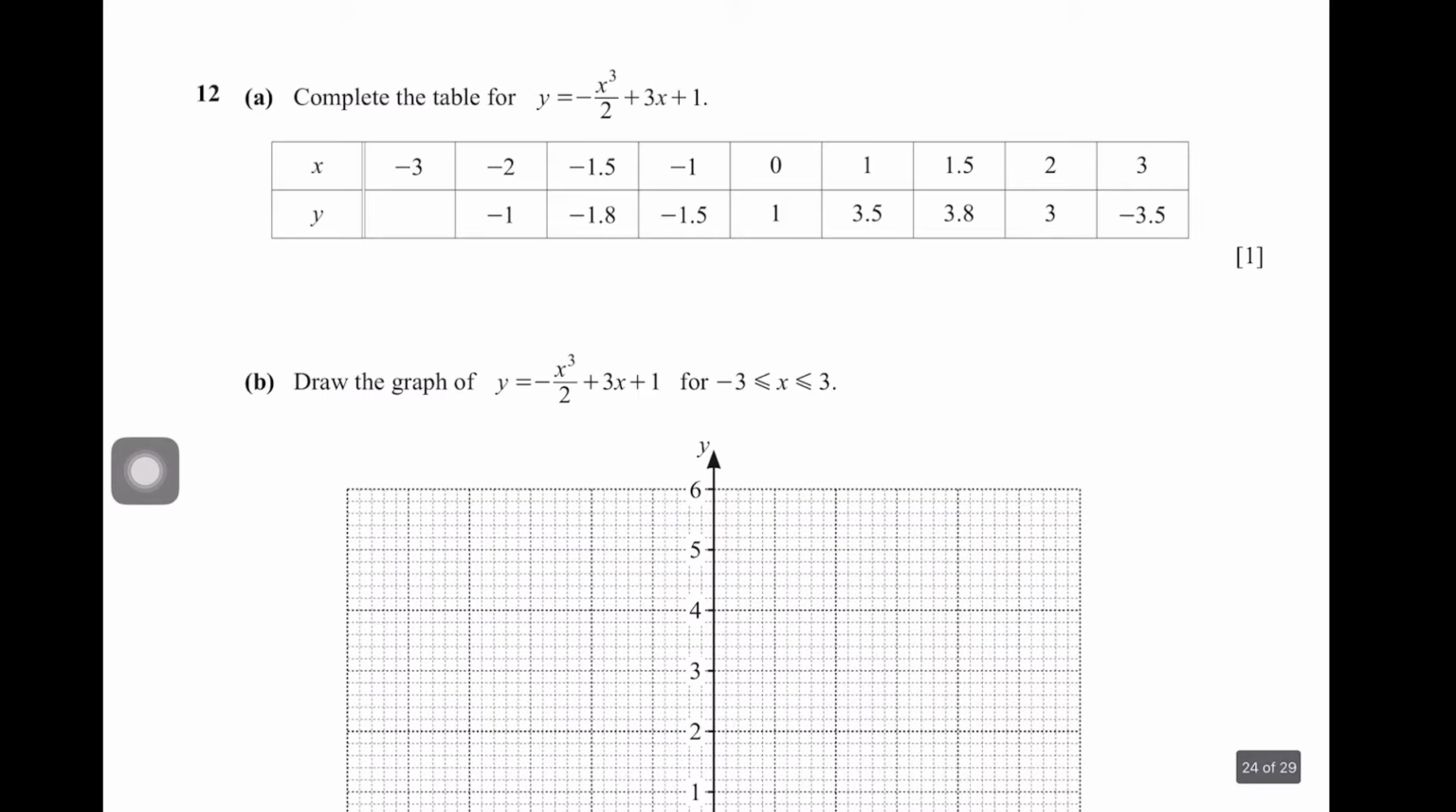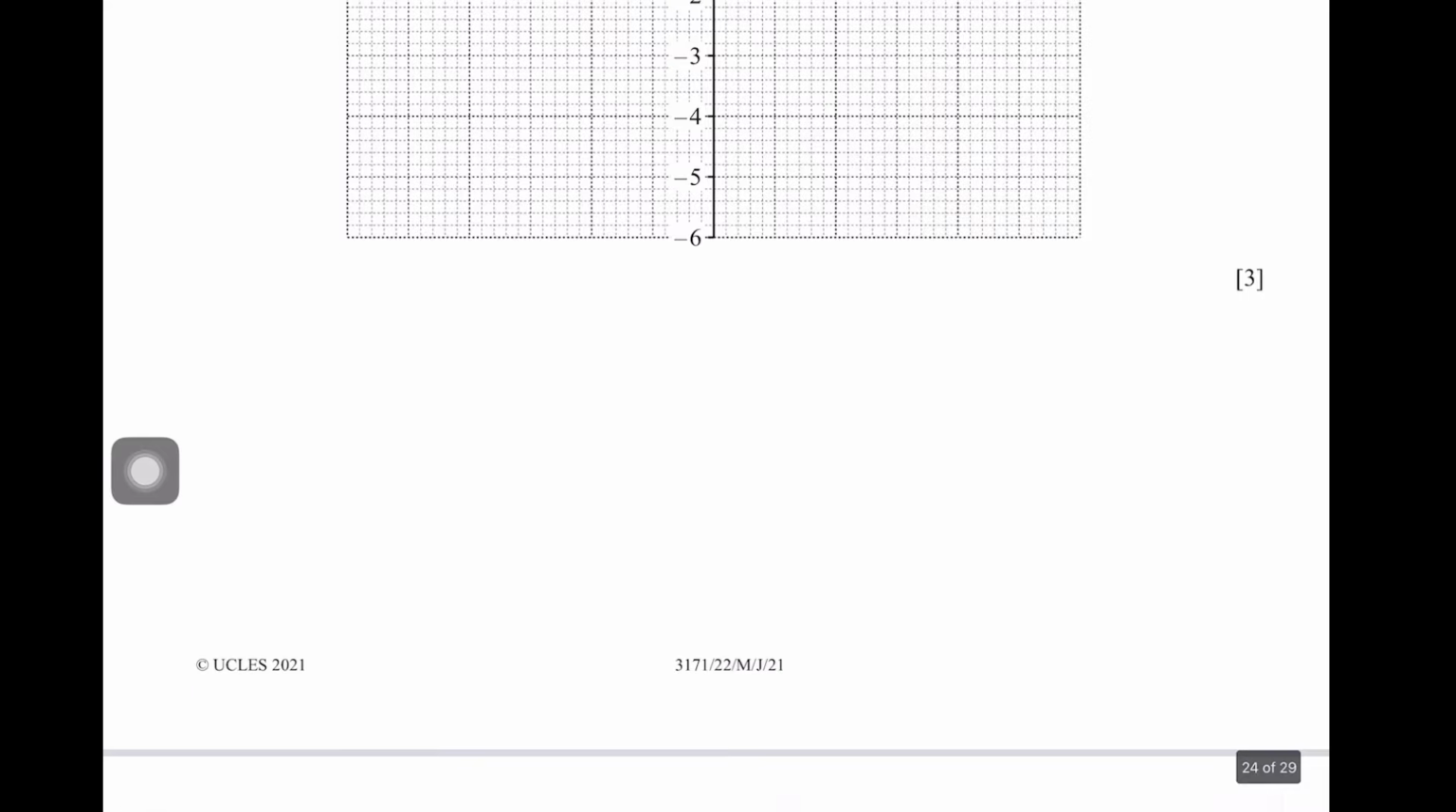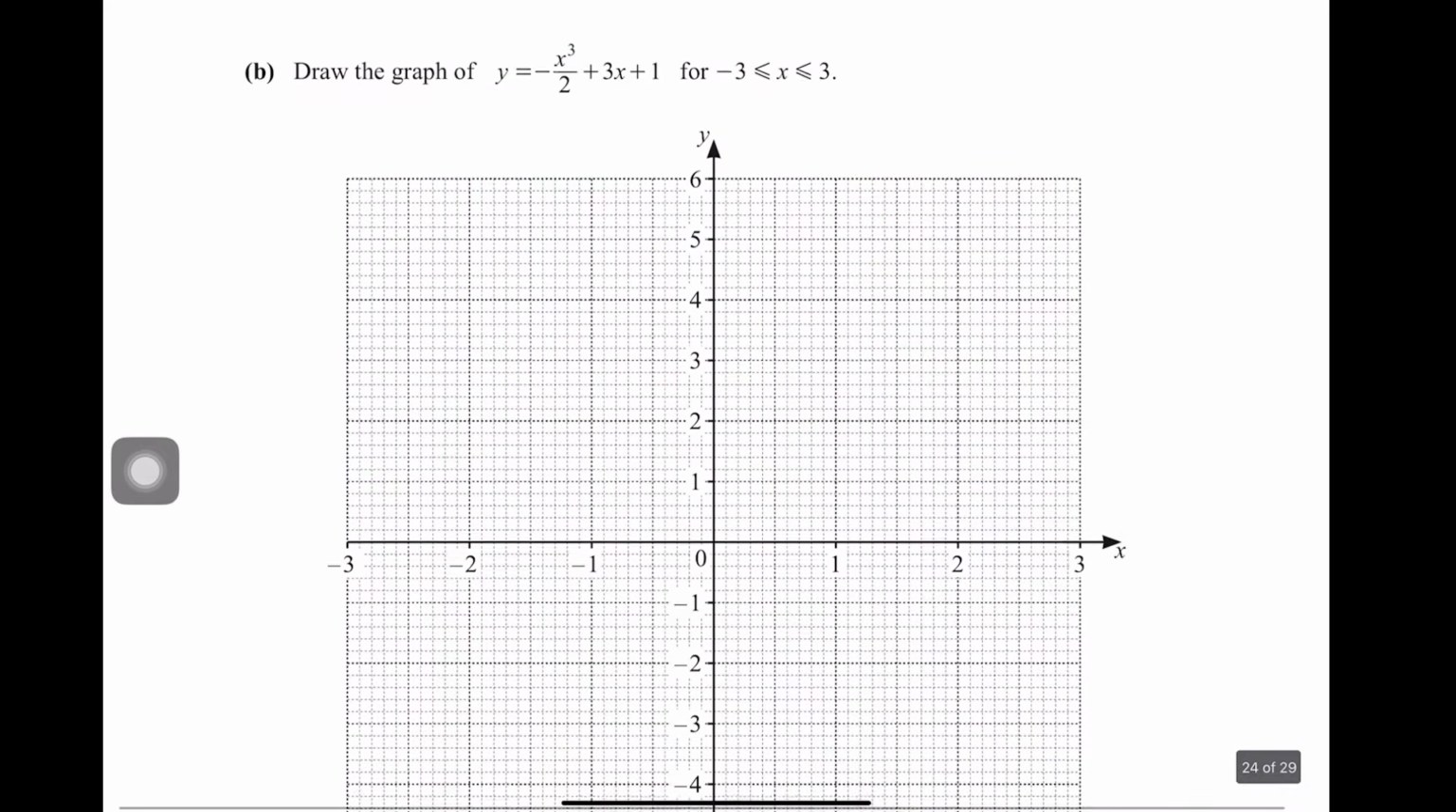All right. Now here's another question. This is also pretty recent. It's May June 2021. It's actually from the mini series. You guys know about the mini series?